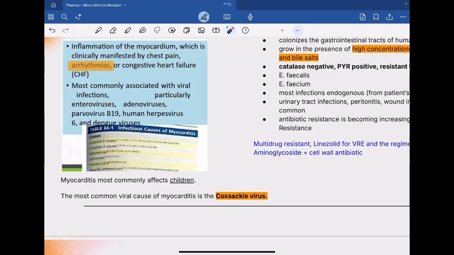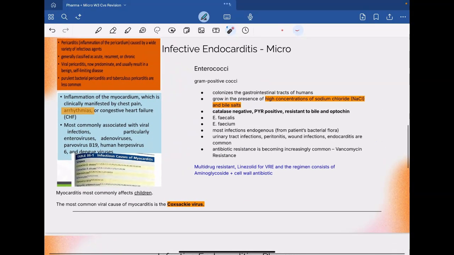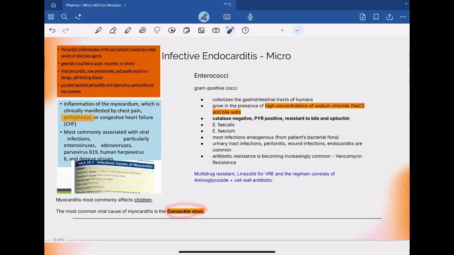For myocarditis, it can show arrhythmias, which is an important sign. And it most commonly affects children. And the most common viral cause of myocarditis is the Coxsackie virus. This is all that you need to know. Just Coxsackie virus, myocarditis in children.